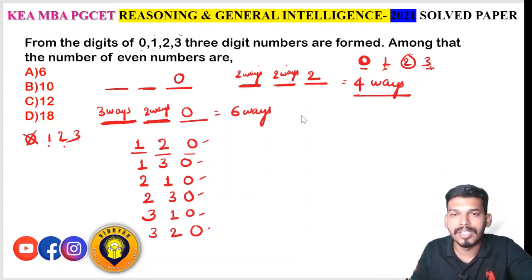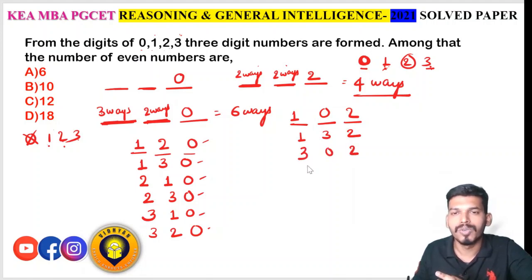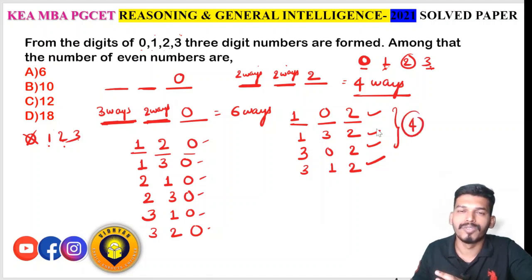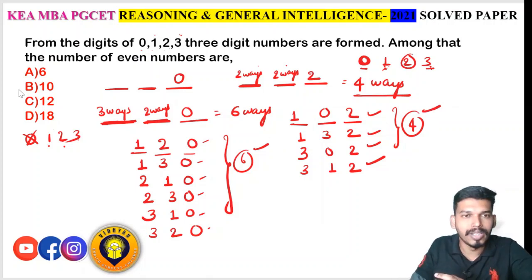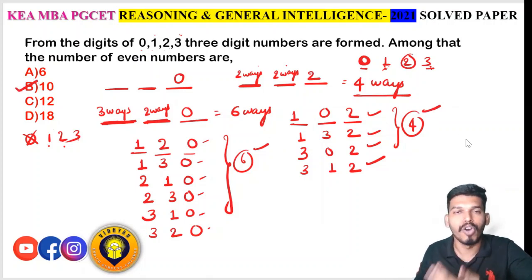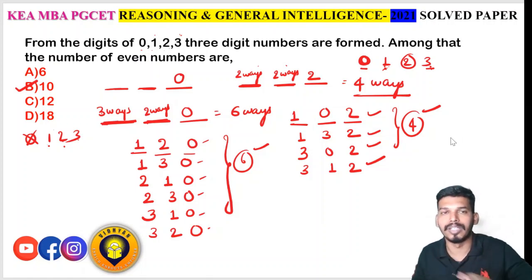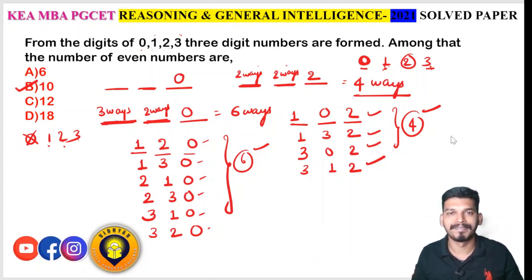Let us see which are those numbers also. It should end with 2, right? So 0 you cannot place in the first position. Now if I put 1 here, 102 or 132, or in the first place if I place 3, 302 or 312. So these are the 4 even numbers ending with 2. Therefore in total how many even numbers will you get? 6 plus 4. In total there are 10 even numbers that can be formed using the 4 digits 0, 1, 2, 3. Okay, got it?